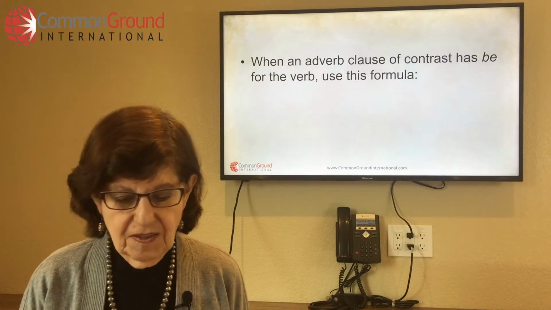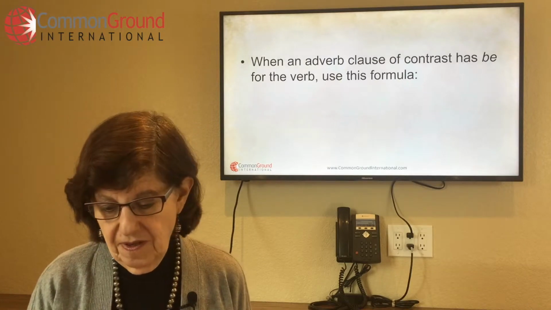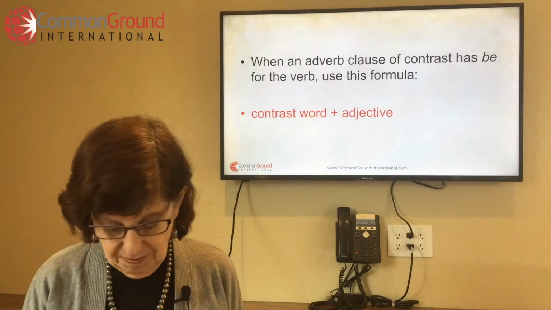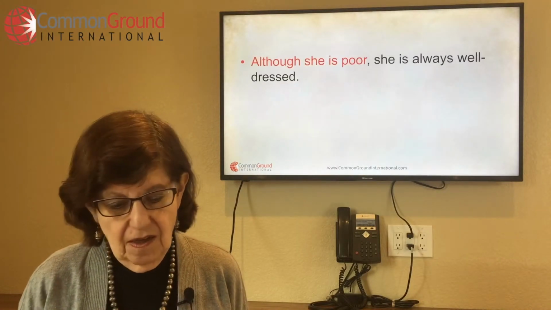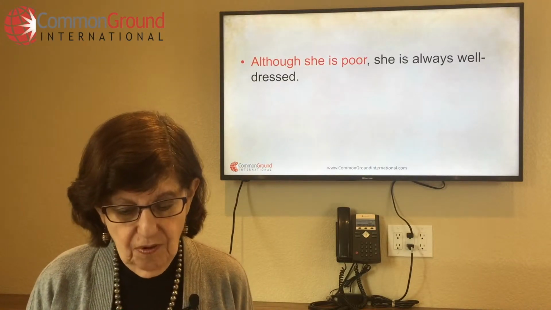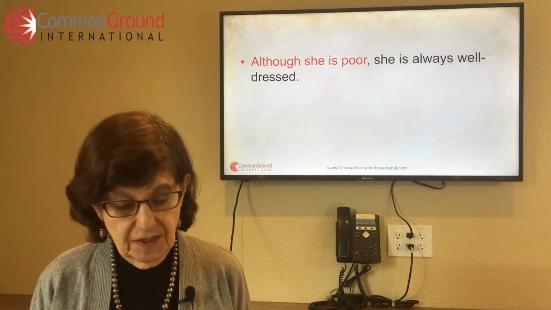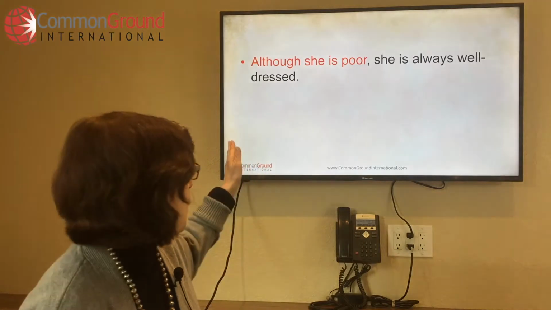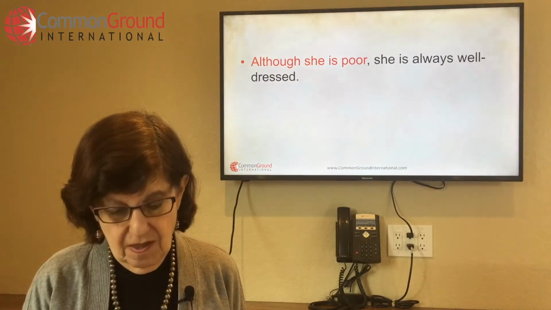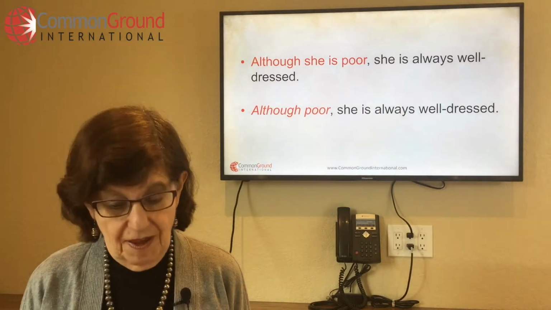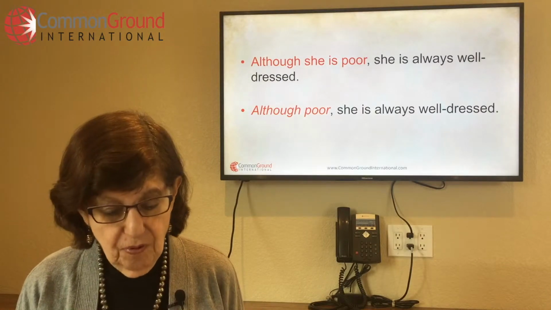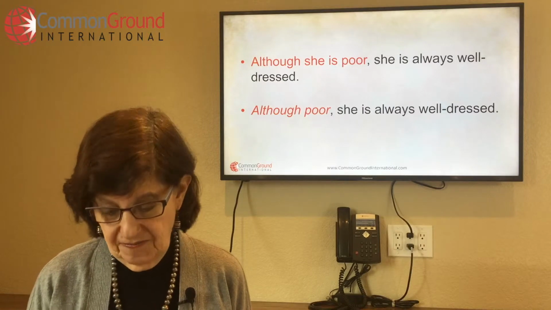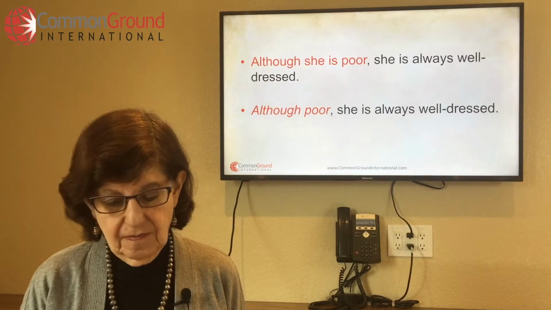When an adverb clause of contrast has be for the verb, use this formula: the contrast word plus the adjective. Although she is poor, she is always well dressed. Okay, we have is, although she is poor. Contrast word, subject, and verb. And now we're only going to have the adjective. Although poor, she is always well dressed. This is when you have be as your verb.